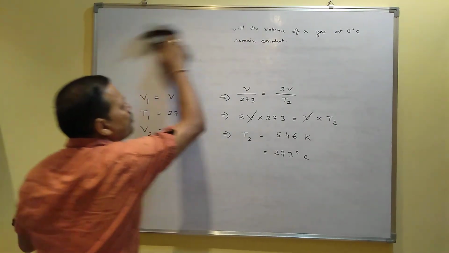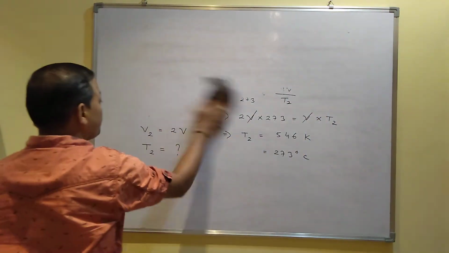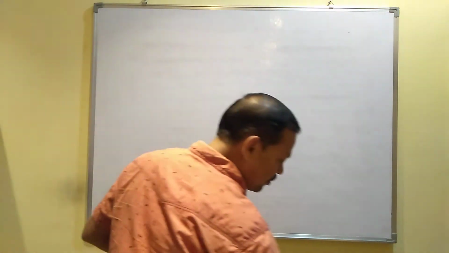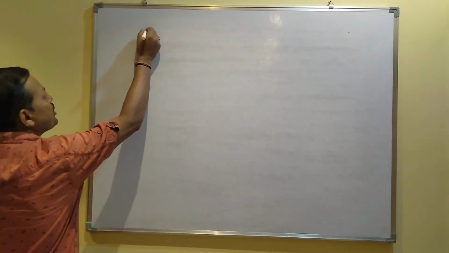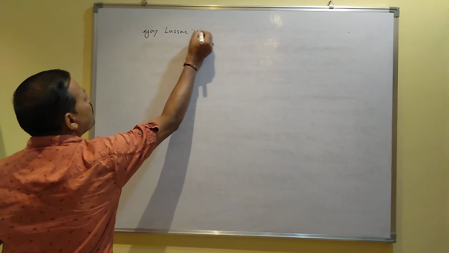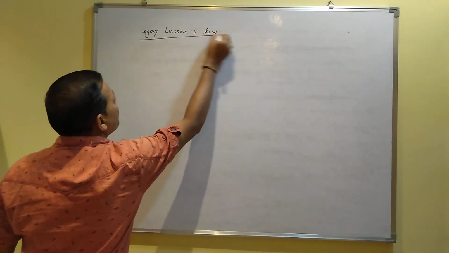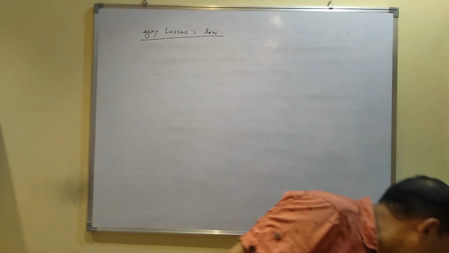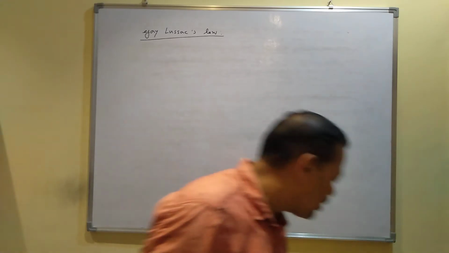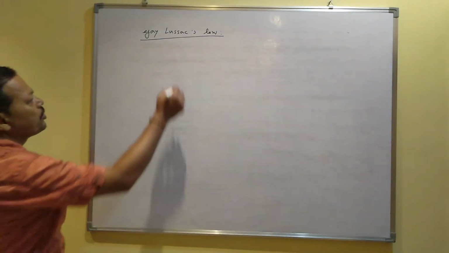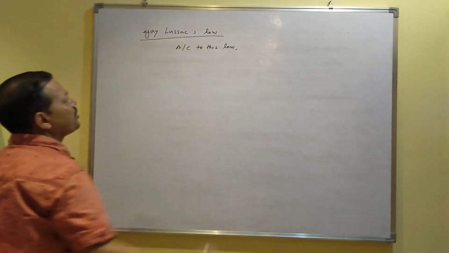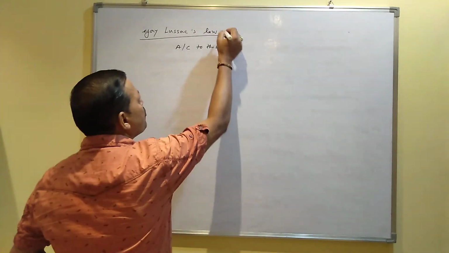So now we'll do another law, which is called Gay-Lussac's law. This law gives the relationship between temperature and pressure at constant volume. So if you want to write the statement according to this law, this is called Gay-Lussac's law. It is also called Amontons' law.